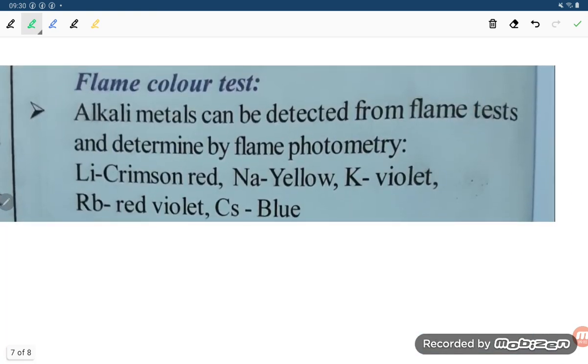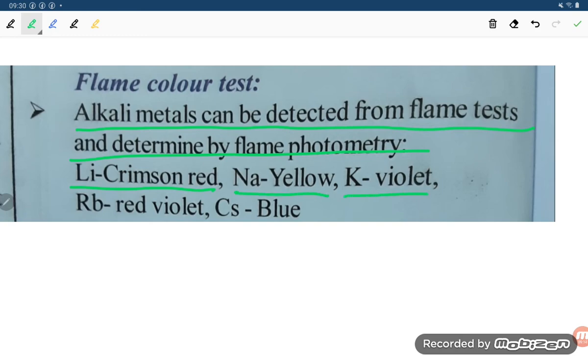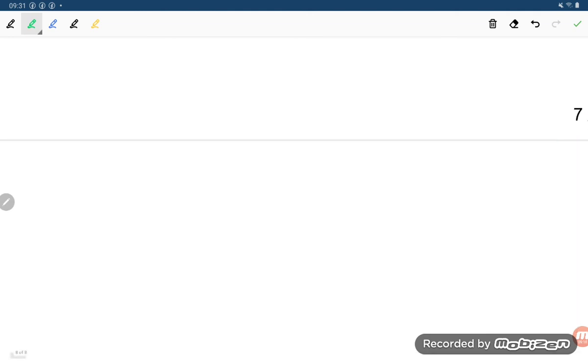So next one is the flame test. Alkali metals can be detected by the flame test and determined by flame photometry. Lithium is crimson red, sodium is yellow, potassium is violet, rubidium is red violet, and cesium is blue.